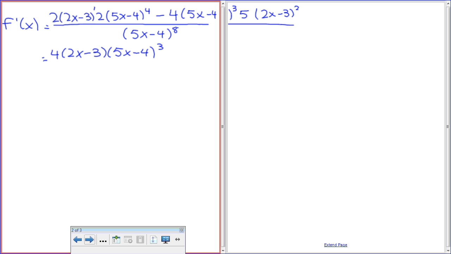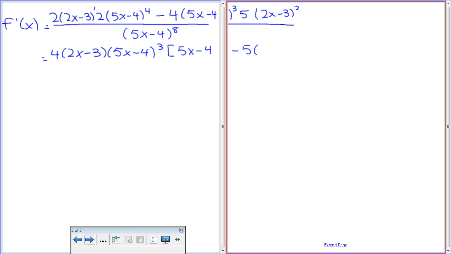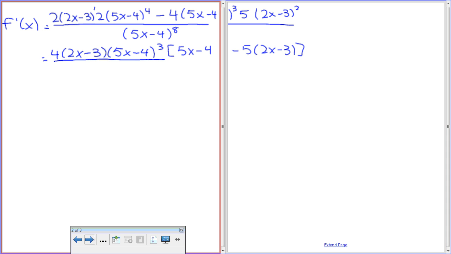So I took out 3 from each (5x minus 4), because it's on this side. You can do it like that too, if you want. I'm just going to show the steps. So the leftovers: I have a (5x minus 4), and I have minus 5 bracket (2x minus 3), all over (5x minus 4) to the 8.